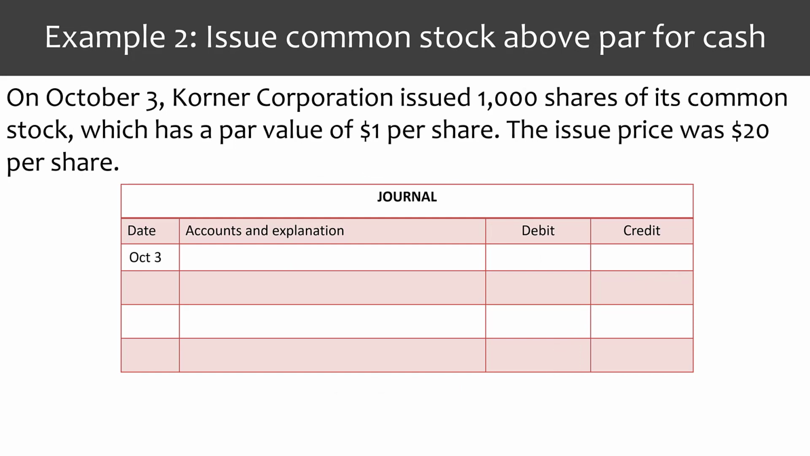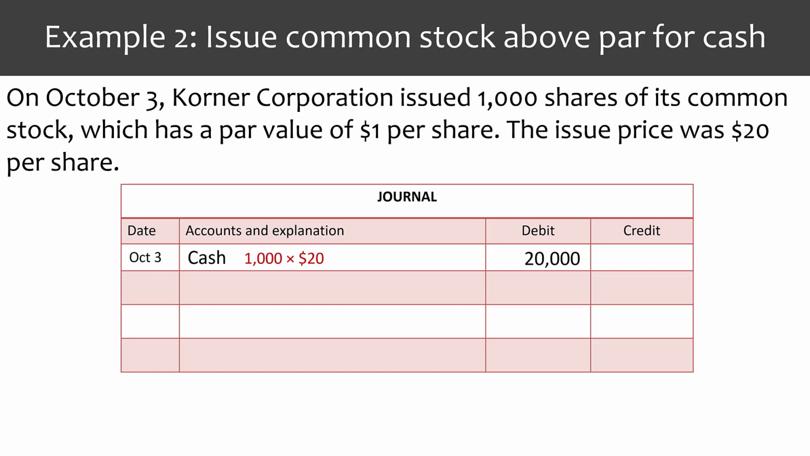Now let's look at issuing common stock at a price above par for cash, and this is the most frequent thing that happens. On October 3rd, Korner Corporation issued 1,000 shares of its common stock, which has a par value of $1 per share. The issue price was $20 per share. We're going to start by debiting cash because we know we're getting cash. How much cash are we getting? We're getting the 1,000 shares times the $20 per share price. So our debit will be $20,000.